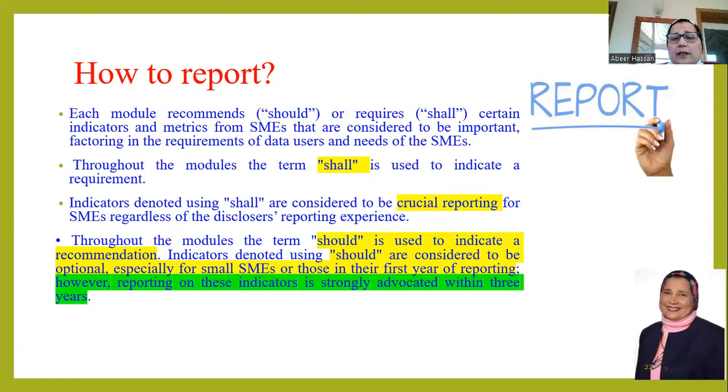However, should, on the other hand, is used to indicate a recommendation. So the framework recommends that even if you are not measuring and reporting, you should consider this in the very near future.